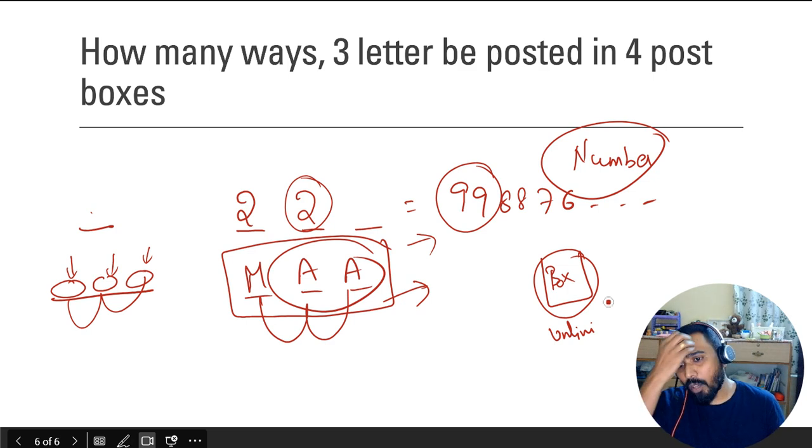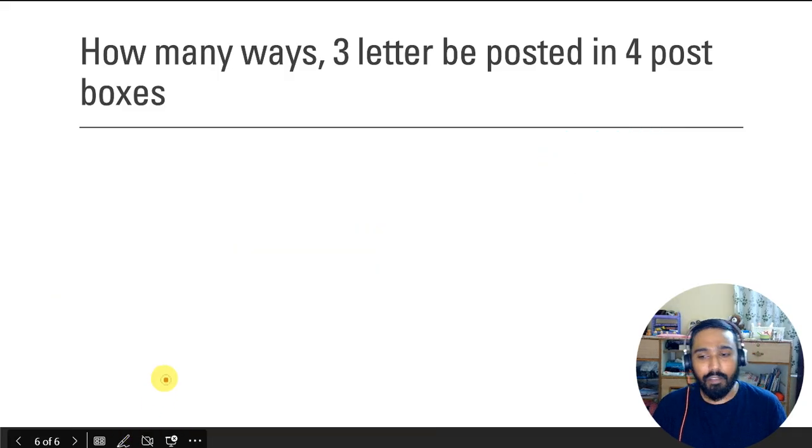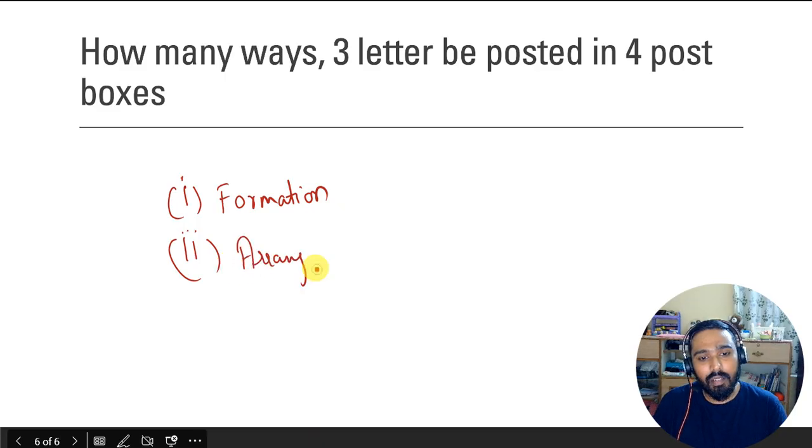Okay, so I hope you understood it. This was the introduction for permutations. In the next session we will see the most important parts of permutation. There are two important parts of permutations: one is formation and the other is arrangement. These are the two most important parts of permutations. If you are able to understand these two properly, we can solve any question in permutations.